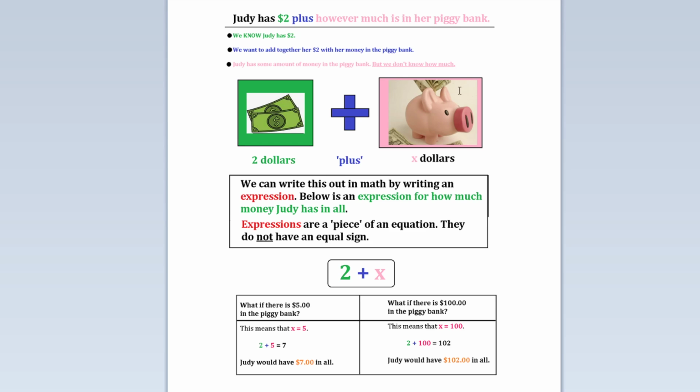But if she had $100 in her piggy bank, we said that we could add up the $2 in her pocket plus that $100, and that would tell us that we had $102 in all. So we don't know how much is in the piggy bank, but if we did know, we could use this expression to find out how much money Judy has altogether. So let's take this a little further. An expression, it's representing how much money she has altogether.